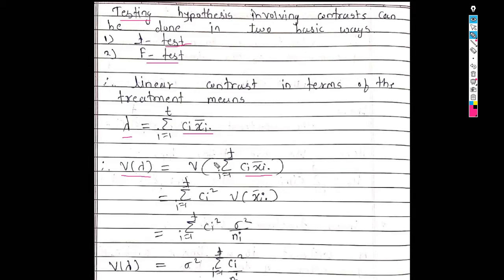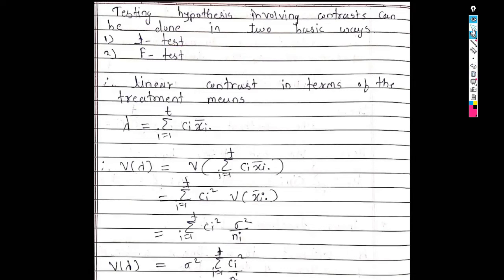Now here we take the Ci outside the variance, so we get summation over i of Ci square times the variance of xi dot bar. And we know that the variance of xi dot bar is sigma square upon ni, since xij follows a normal distribution. So here we get summation over i of Ci square into sigma square upon ni. And what is ni? ni is the number of observations in the ith treatment.